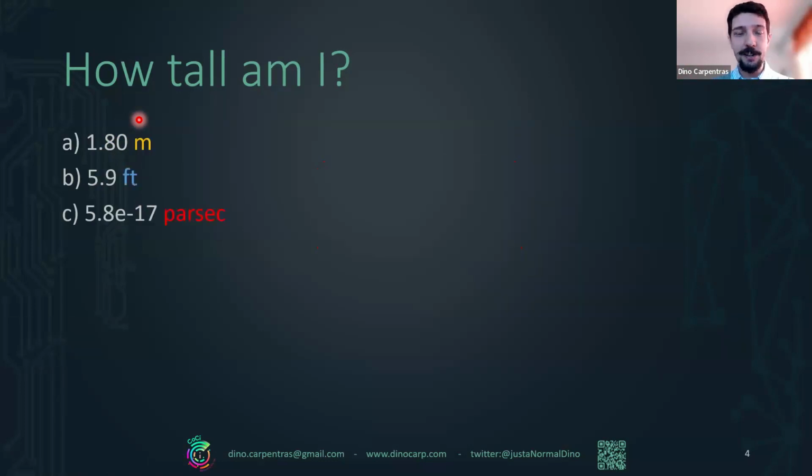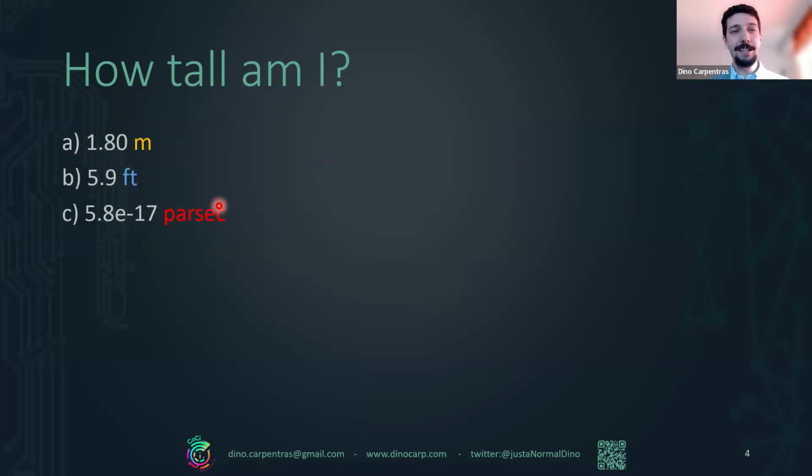And it's also trivial that the same object, in this case me, can produce different numbers, even if we're measuring exactly the same thing. So we're measuring height, and this is my height in meters, this is in feet, this is in parsec. Of course, you will never measure a person in parsec, but eventually you can convert. Okay, so no surprises here.